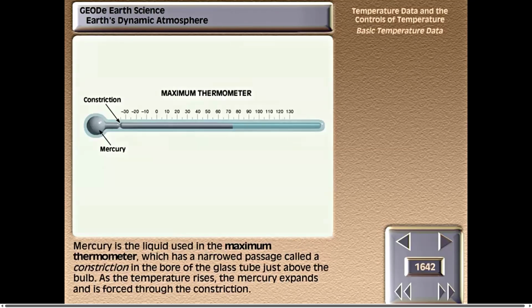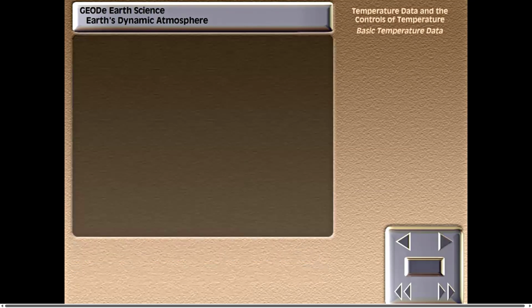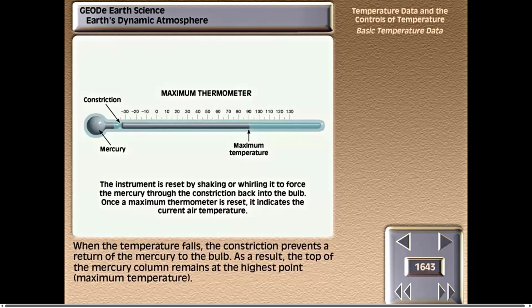Mercury is the liquid used in the maximum thermometer, which has a narrowed passage called a constriction in the bore of the glass tube just above the bulb. As the temperature rises, the mercury expands and is forced through the constriction. When the temperature falls, the constriction prevents a return of the mercury to the bulb. As a result, the top of the mercury column remains at the highest point.